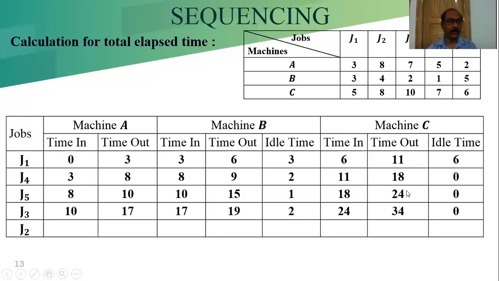24 hours. Now J3 will start, or time in for the machine C is 24 hours, and the time duration is 10 hours for the job 3. So 24 plus 10 is equal to 34 hours, and there is no idle time for the machine C.